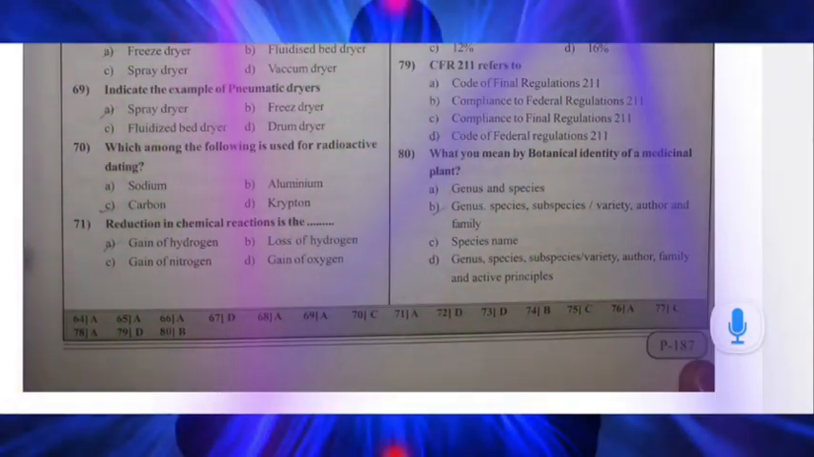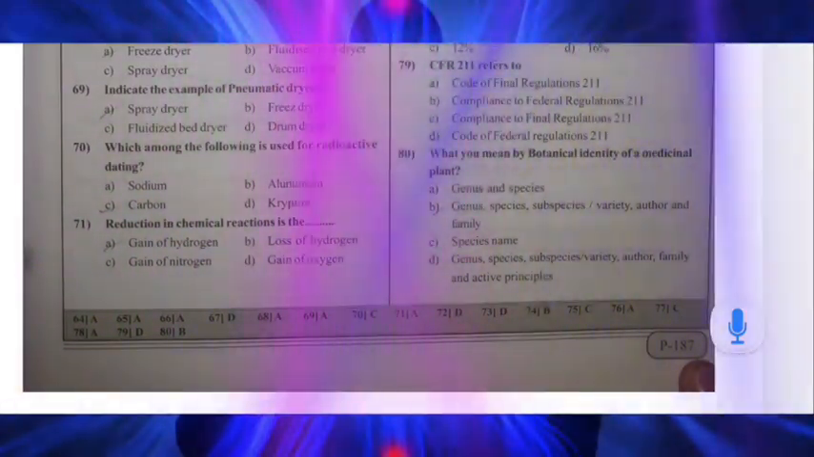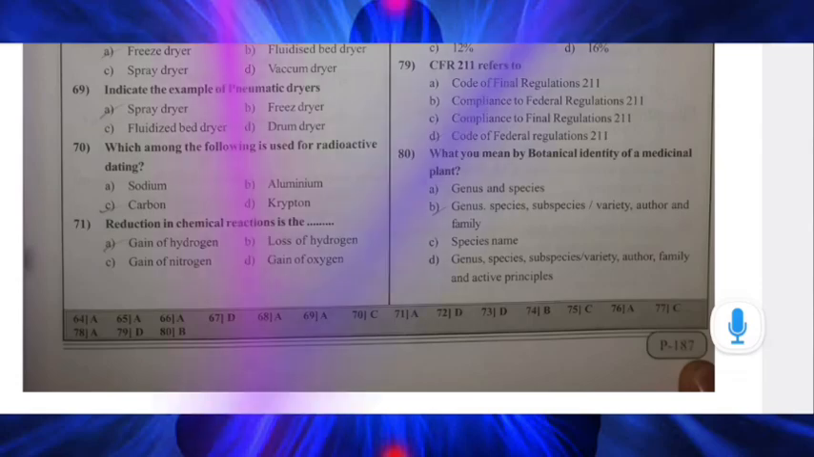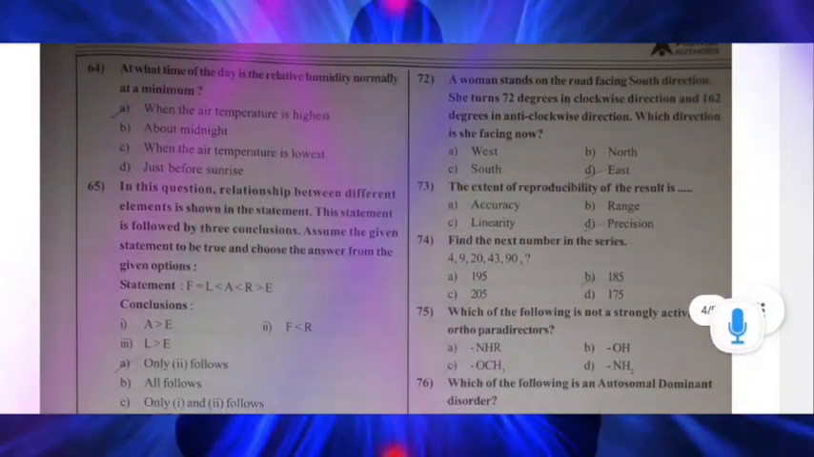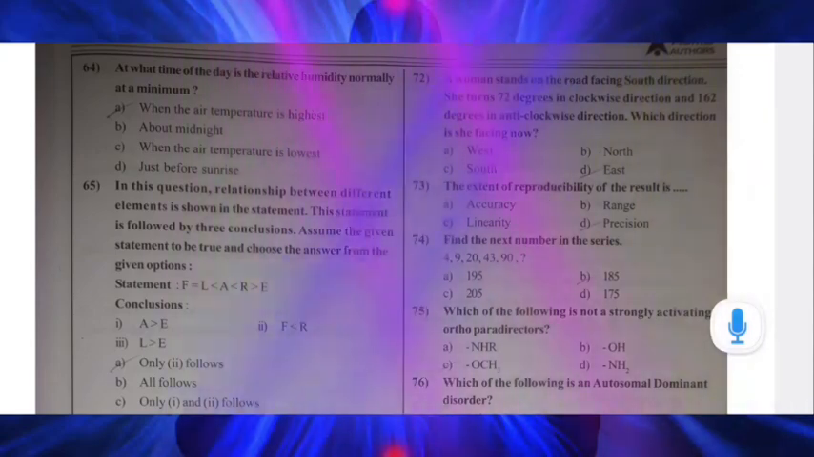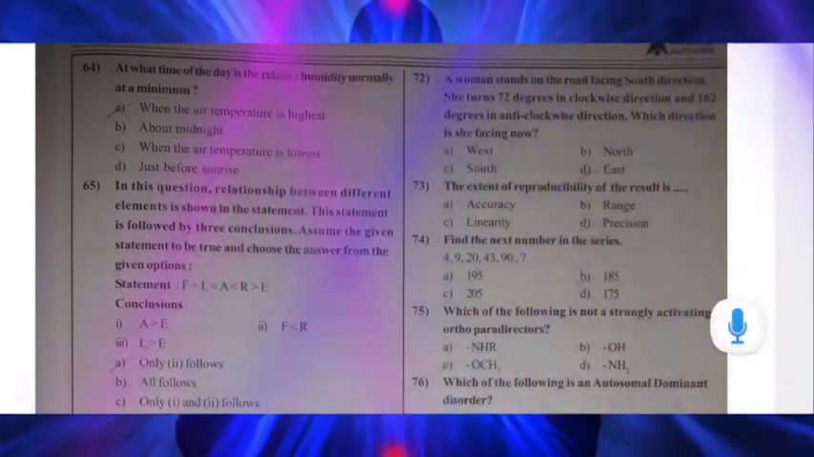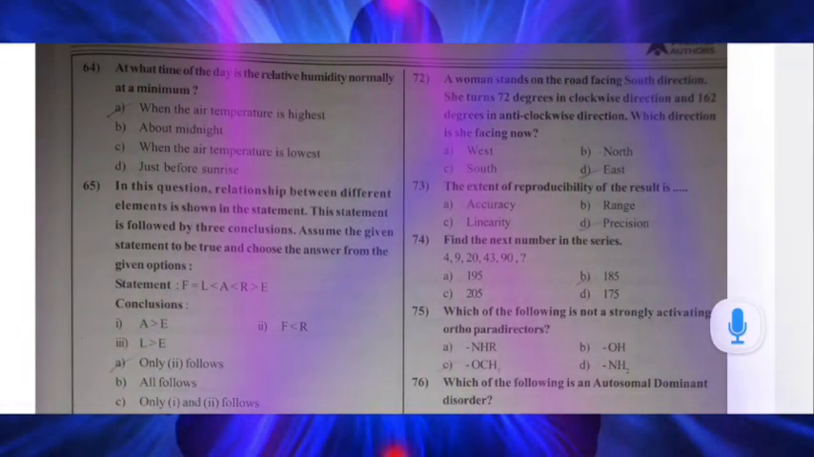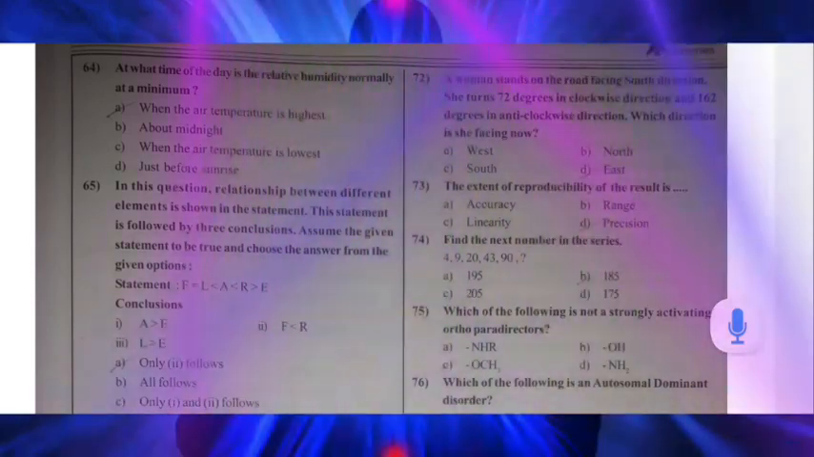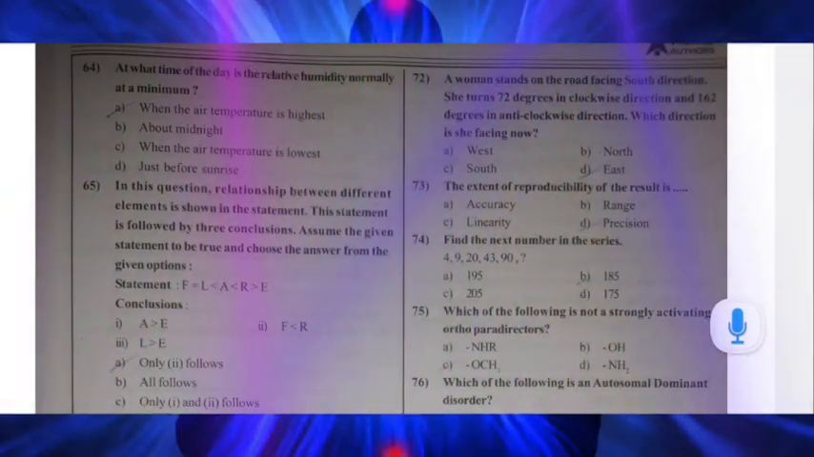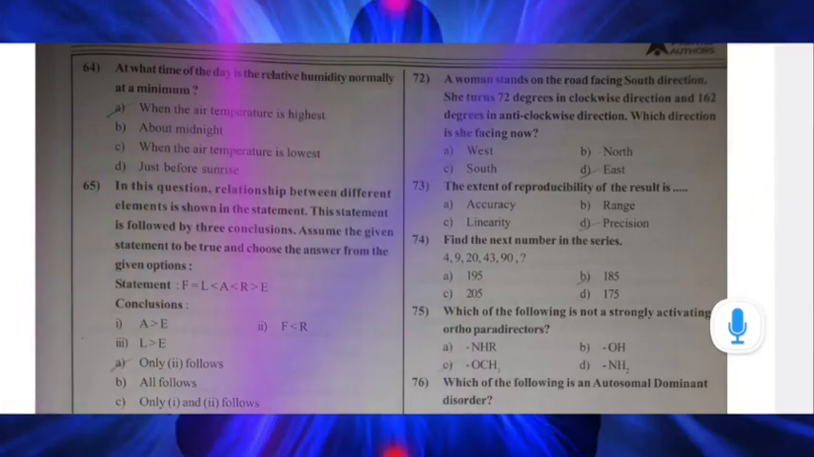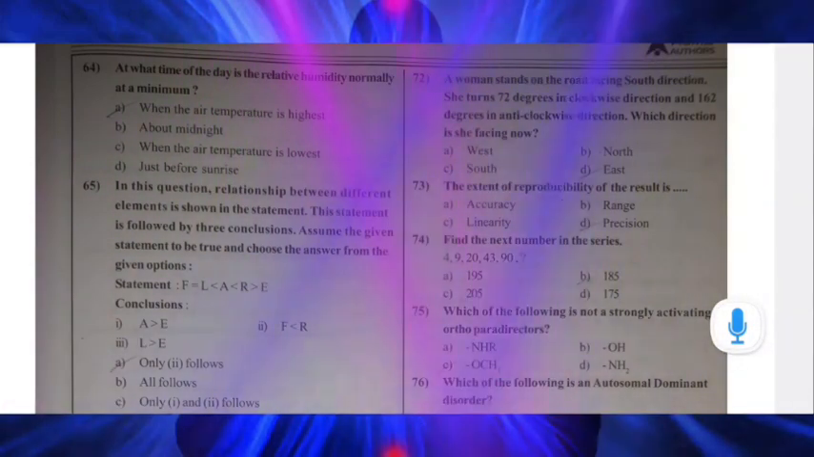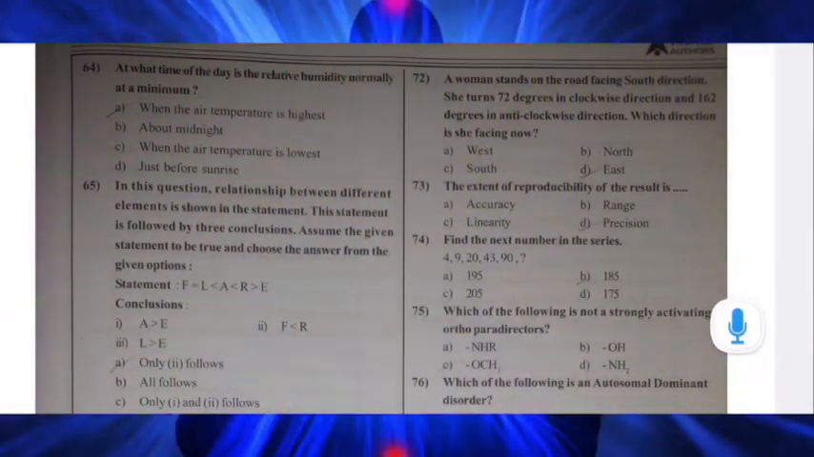Indicate the example of pneumatic dryers. Spray dryers. Which among the following is used for radioactive dating? Carbon. Reduction in chemical reactions is the gain of hydrogen. A woman stands on the road facing south direction. She turns 72 degrees in a clockwise direction and 162 degrees in anti-clockwise direction. Which direction is she facing now? East. The extent of reproducibility of the result is?